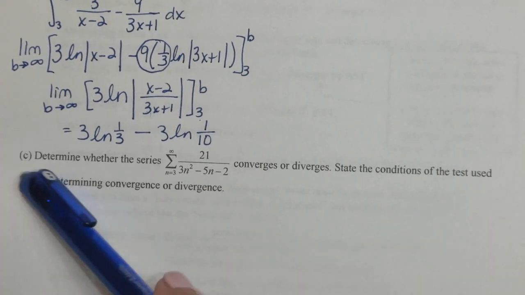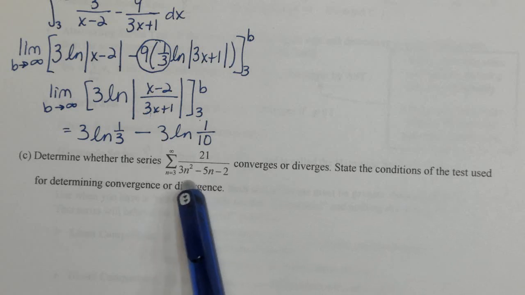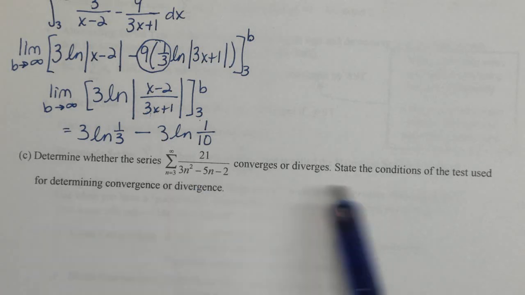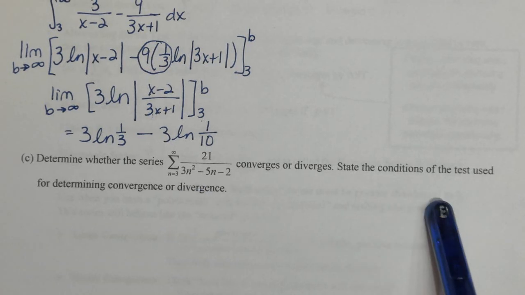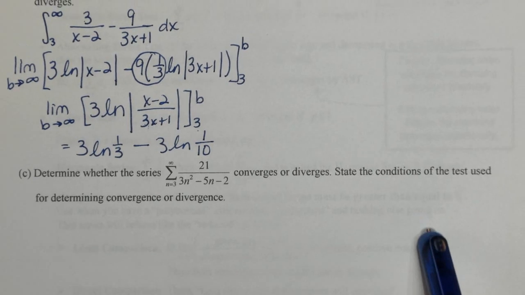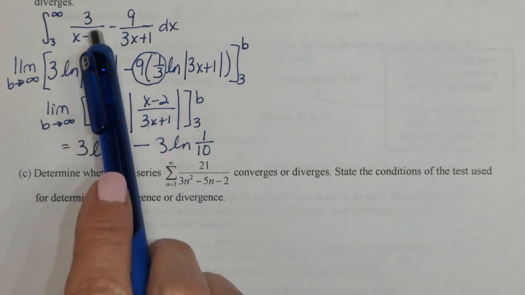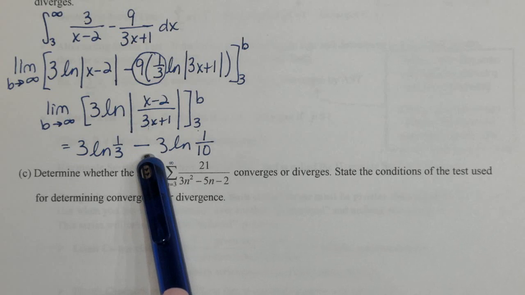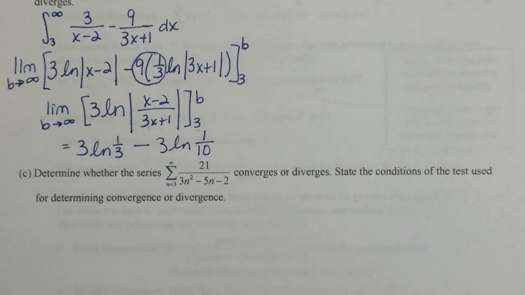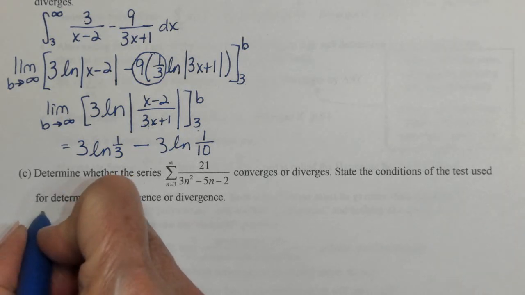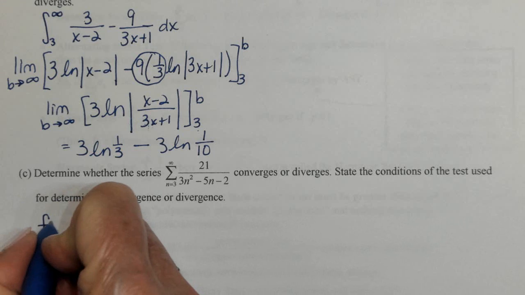Now, in part C, determine whether this series converges or diverges. State the conditions of the test used. You guys, we just showed that the integral converged. So I'm going to use the integral test because I already did the hard work for the integral test. Okay? But to do that, I need to say what I'm doing.